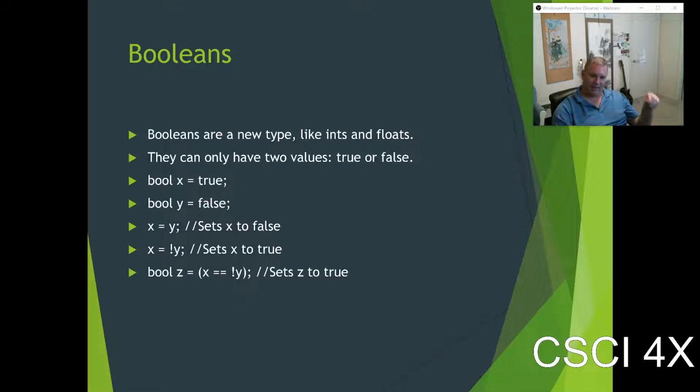Okay. We're creating a variable named x of type bool. Again, bools can only hold true or false. Those are the only two values it can hold. So we copy the value of y into x, so x is now false. x is equal to not y, x is now true. Boolean z is equal to x is equal to not y. So that's true, double equals true is true. So this is going to set z to be true.